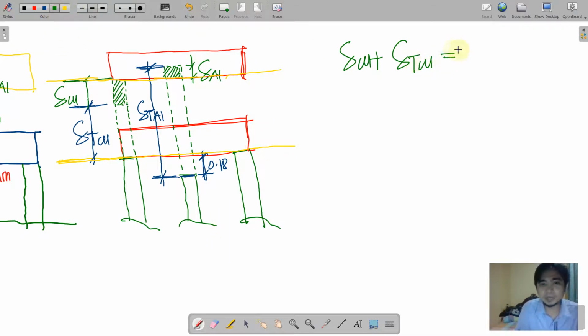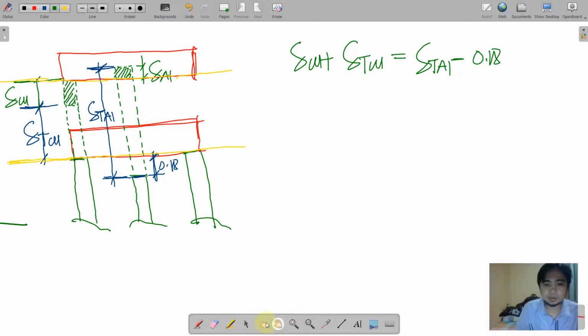So if we do that, that is delta T of aluminum minus 0.18 minus delta aluminum. So this is our equation, right?